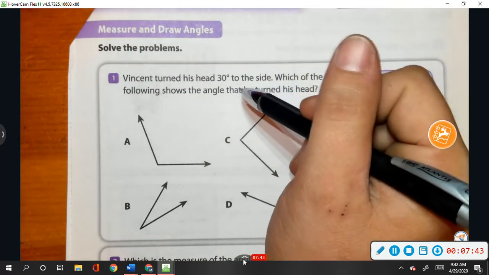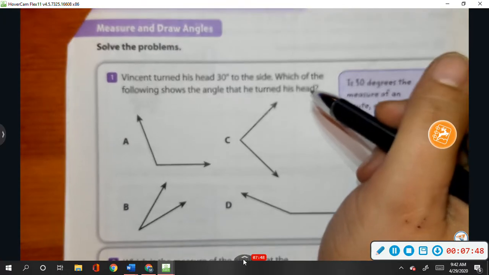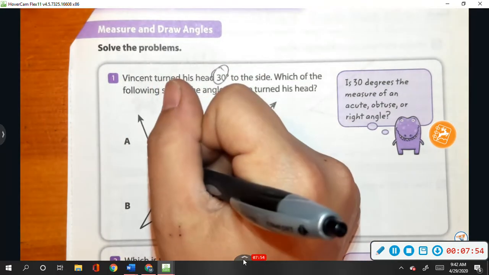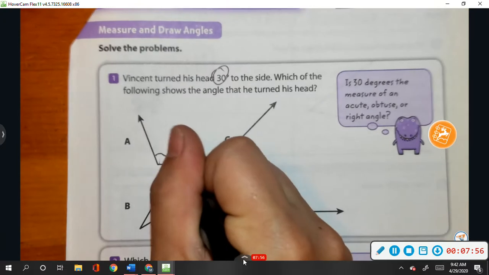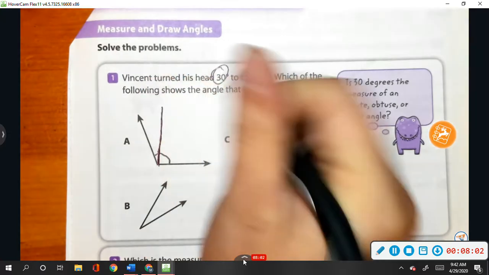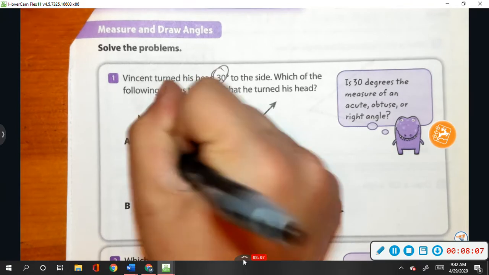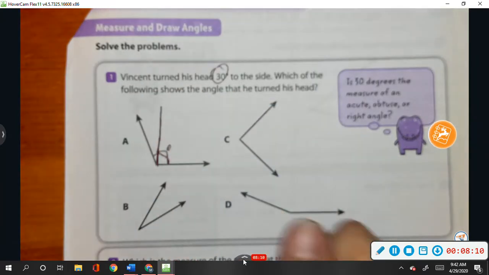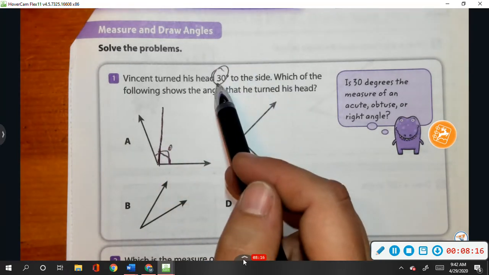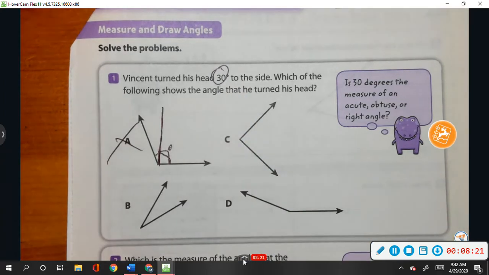Vincent turned his head 30 degrees to the side. Which of the following shows the angle that he turned his head? So we're looking for an angle that matches 30 degrees. So why can't A be our answer? Well, A is too big. If we think about our benchmark angle at 90 degrees, our ray goes beyond our 90 degree point. So this is going to be an obtuse angle. And obtuse angles are more than 90 degrees, and 30 degrees is not more than 90 degrees. So A is not right.